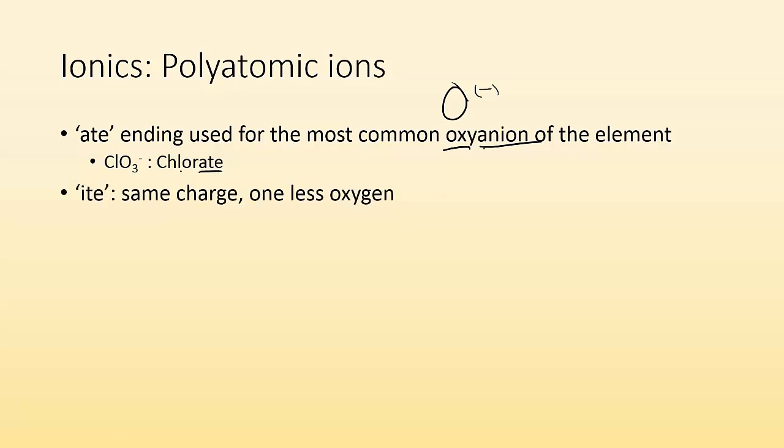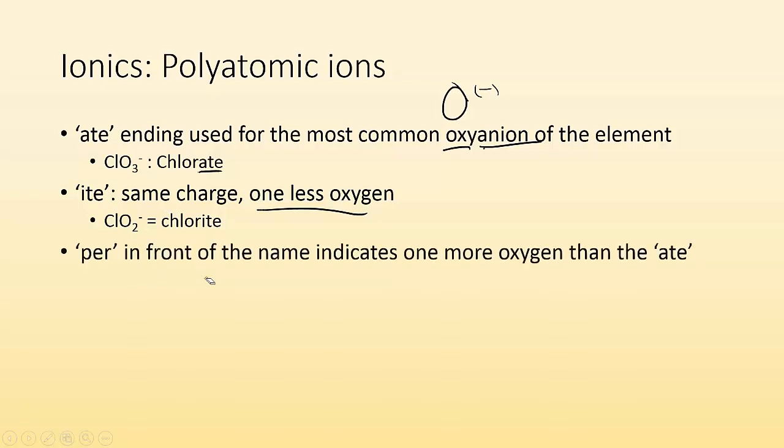If it's an "ite," it's the same charge, but it has one less oxygen. So for example, ClO2- would be chlorite. Notice there's one less oxygen, and the charge is the same. So the "ate" becomes "ite" if there's one less oxygen. And you put "per" in front of the name to indicate there's one more oxygen than the "ate." So chlorate has ClO3. If I had ClO4-, what would the name be? It'd be perchlorate. You put "per" in front of it.